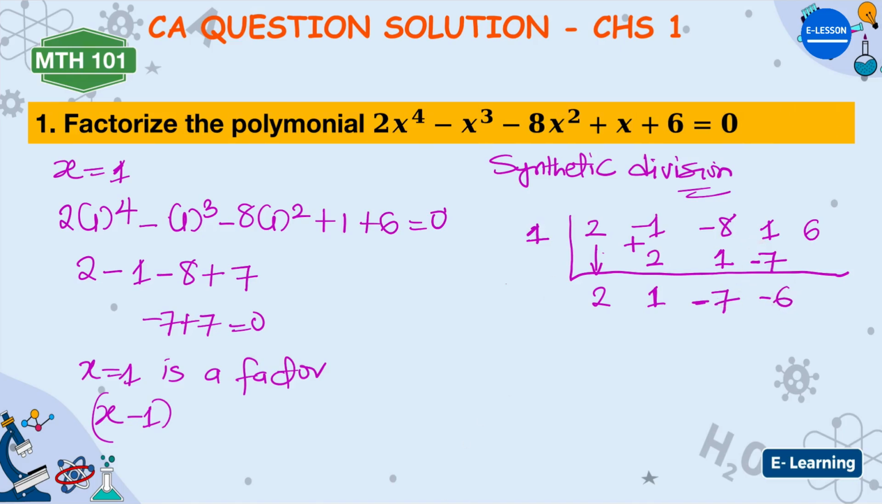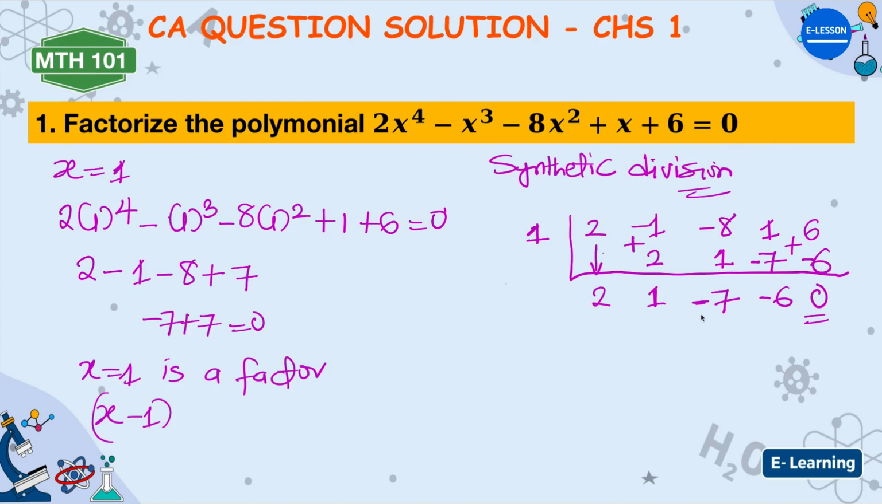Then the last one, use this minus 6 to multiply 1. That will give us what, my dear student? That will give us minus 6. So you write the minus 6 here, and then you add minus 6 plus minus 6. That will give us what? 0. Once it gives us 0, it means that 1 is a factor.